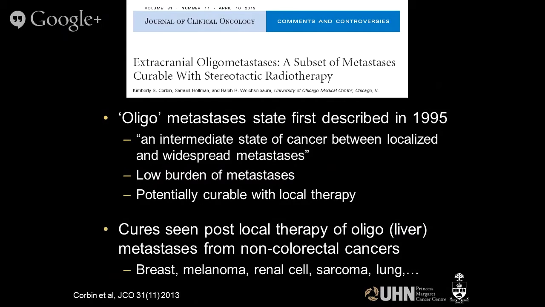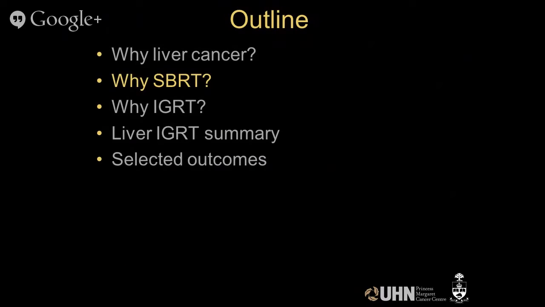So what about non-colorectal patients? There's definitely a boom in interest in treatment of oligometastases, and this was described in the 1990s as an intermediate state of cancer between localized and widespread metastases, representing a low burden of disease potentially curable with local therapy. In this very nice review in JCO, selected outcomes with surgery, RFA, or SBRT are described for not only liver metastases, but other oligometastases in adrenal glands, nodes, and in the lung. And cures have indeed been seen following local therapy for oligo liver metastases from not only colorectal cancers, but breast cancer, melanoma, renal cell carcinoma, sarcoma, lung cancer. So it's a really interesting arena of study.